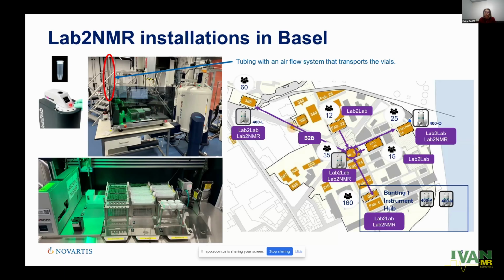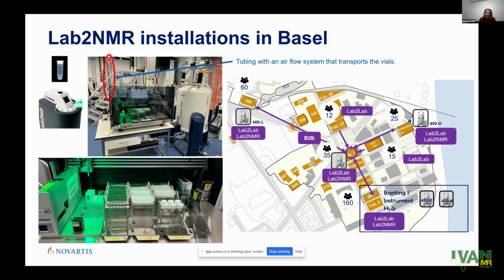How does it work? On all floors where there is a chemist, there is this lab-to-lab sender. Chemists have to fill this vial with the 2D barcode on the bottom, and they fill it with the deuterated solvent, so they can use DMSO, water, or methanol, and then they send it via this sender.